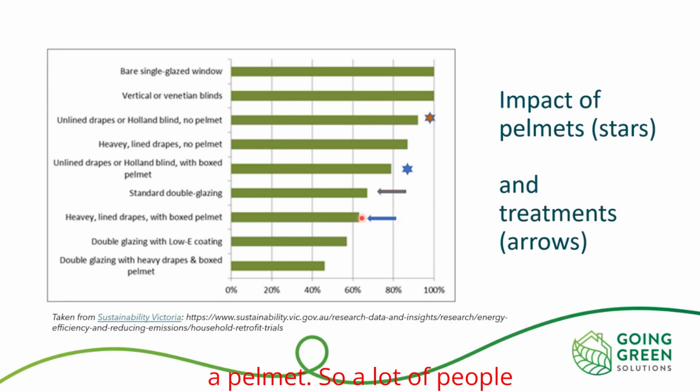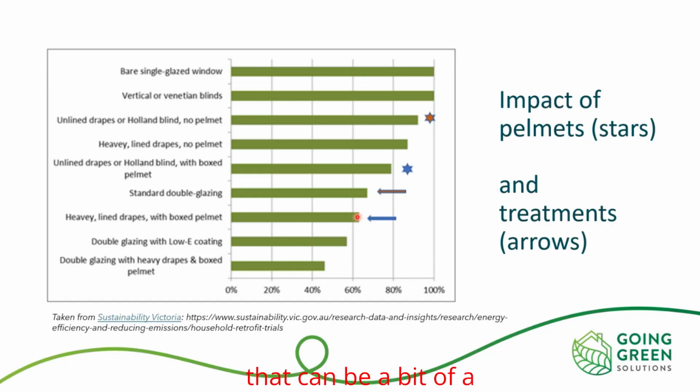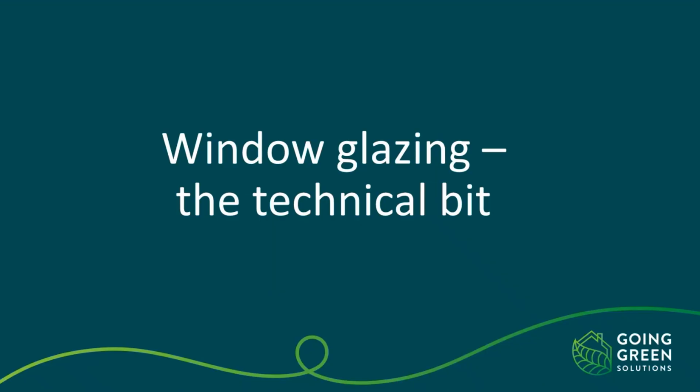So a lot of people are surprised that they could actually get a similar effect to double glazing by putting a really good covering on their existing single glazed window. And that can be a bit of a relief sometimes because glazing upgrades can potentially be expensive, but I've got some lower cost ideas too.